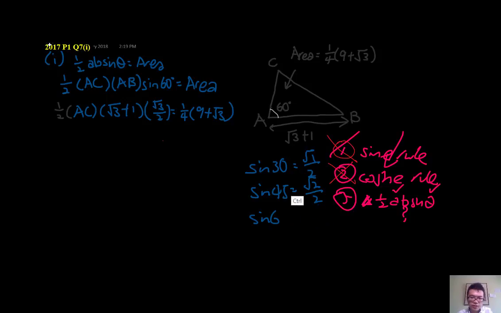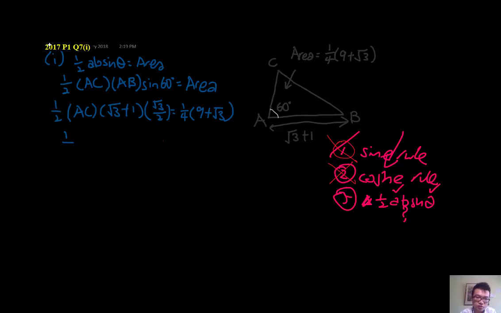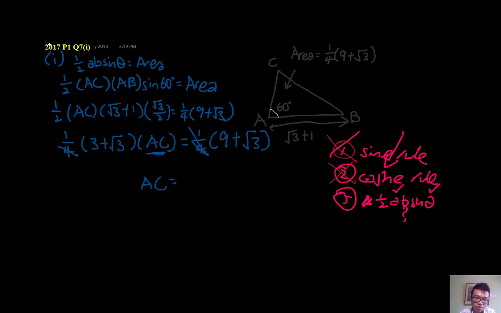And from here we can quickly go back to the formula. So half and 2, you quickly get 1/4. Square root 3 times square root 3, you get 3. Square root 3 times 1, you get square root 3. AC equals to. So what you want to focus on is AC. So we just keep AC as it is and move everything over. Quickly cancel off the 1/4. So we just move the 3 plus square root 3 to the bottom, the denominator.